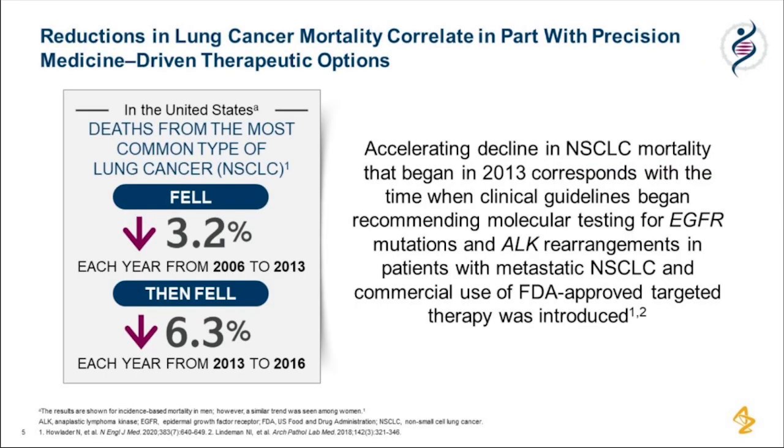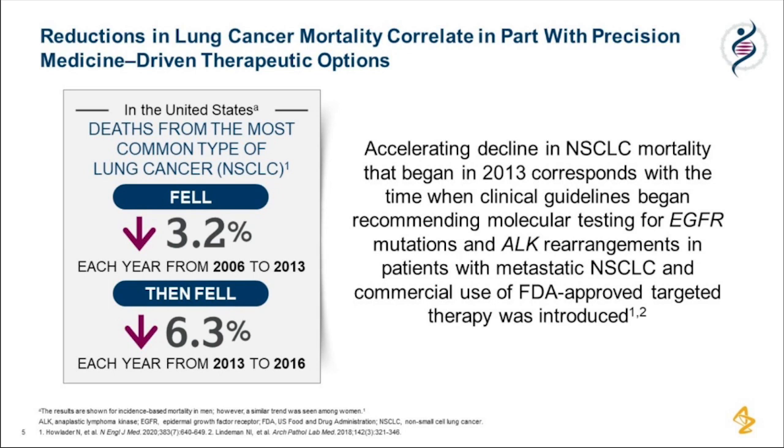When we look historically, the deaths from the most common kind of lung cancers, the non-small cell, each year from 2006 to 2013 fell by about 3.2%. And then from 2013 to 2016, it fell even more so, by 6.3%.